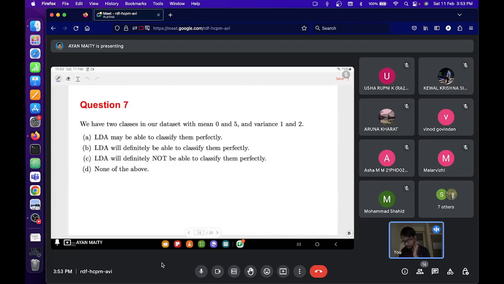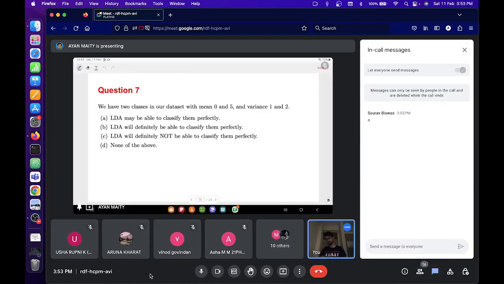Question 7, a very similar question. You have two classes in our dataset with means 0 and 5 and variances 1 and 2. So now what will be the answer here, whether LDA will be able to classify them perfectly or not? The options are: may be able to classify perfectly, will definitely be able to classify properly, will definitely not be able to classify them perfectly, and none of the above. These are the four options. Means are 0 and 5, and variances are 1 and 2.